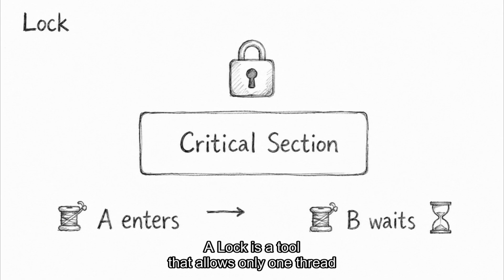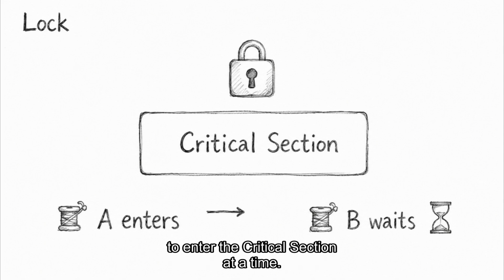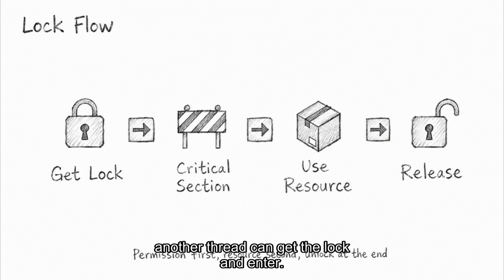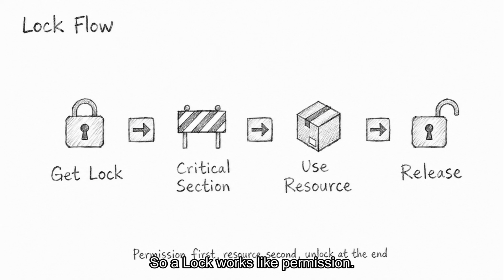A lock is a tool that allows only one thread to enter the critical section at a time. A basic flow is like this. First, a thread gets the lock. Second, it enters the critical section. Third, it uses the shared resource. Fourth, it releases the lock after the work is done. After the lock is released, another thread can get the lock and enter. So a lock works like permission. If a thread has a lock, it can access the shared resource. If it does not have the lock, it must wait. As you can see, it's a kind of simple way.